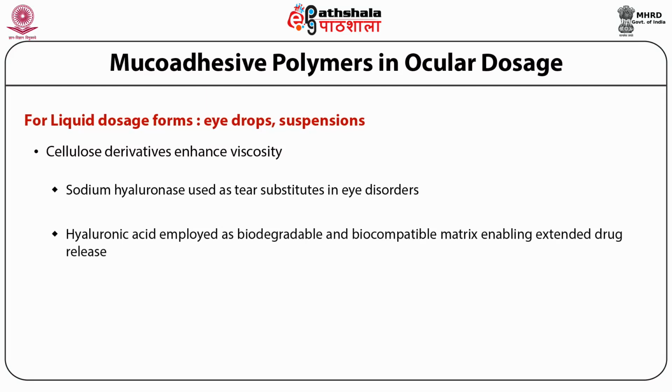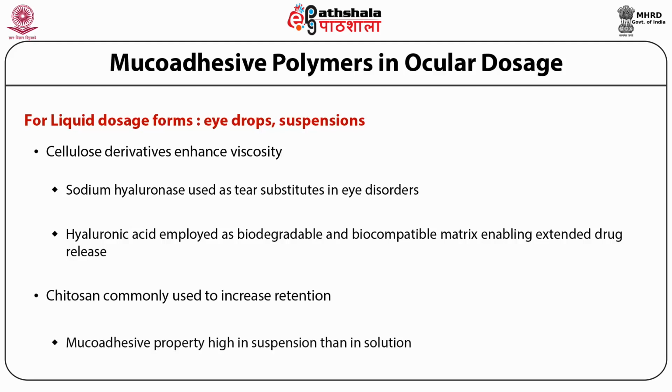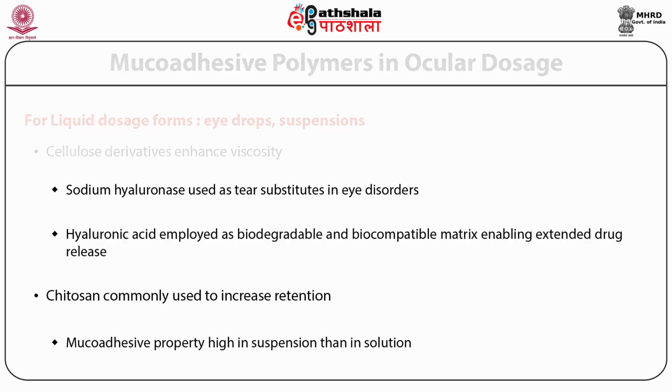Hyaluronic acid is employed as a biodegradable and biocompatible matrix, enabling extended drug release, whereas chitosan is commonly used to increase retention and probably gives the mucoadhesive properties in the suspension form rather than in the solution form.